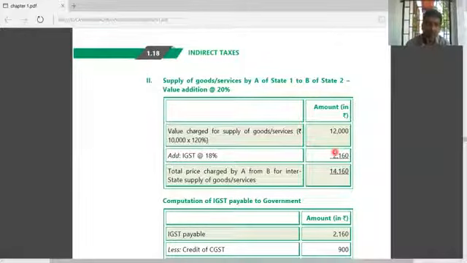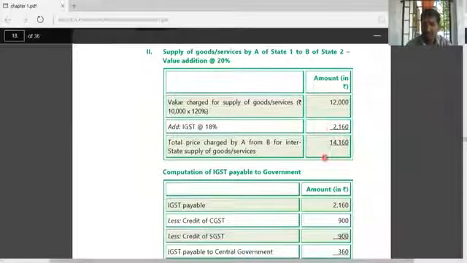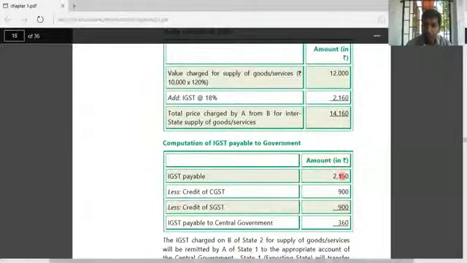Now central government, after receiving all the taxes, will transfer the funds to the corresponding state governments. So that is not our business, that will be dealt with at the government level. So 12,000, 18% IGST. So he is charging 18% IGST. So 2,160 is the IGST payable.